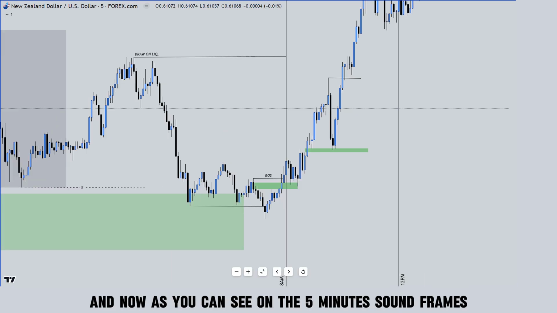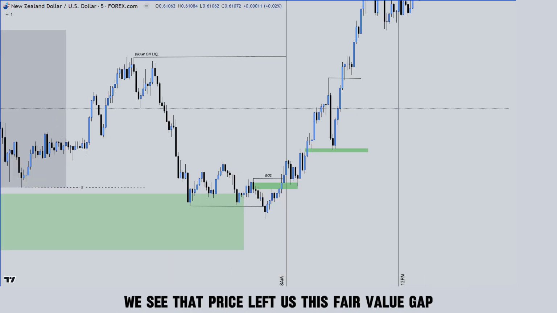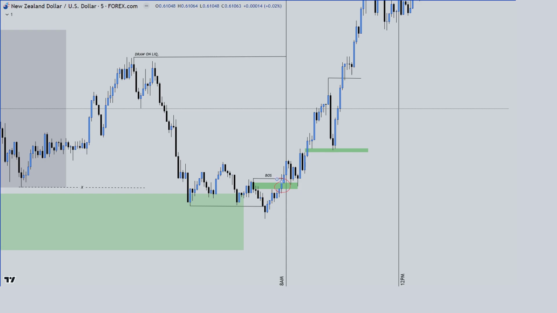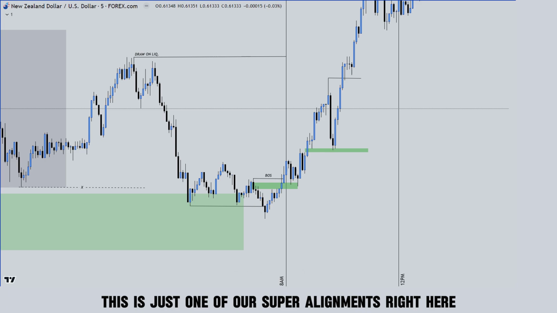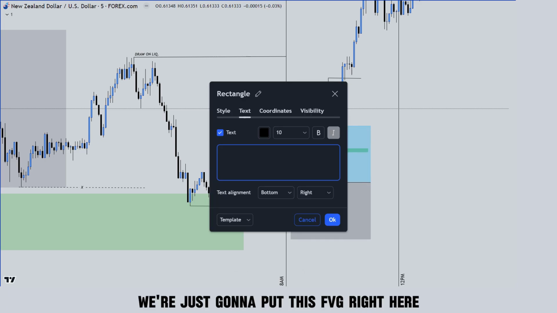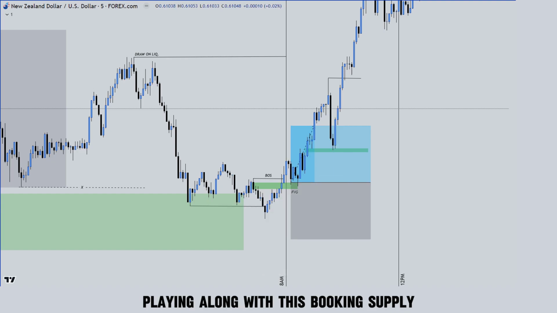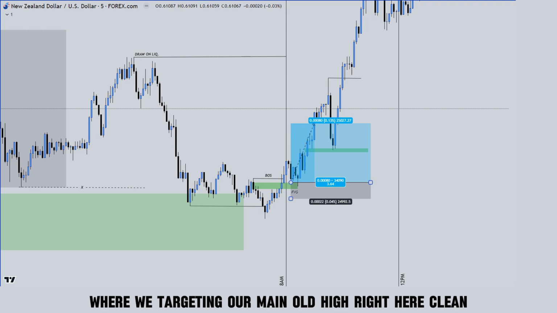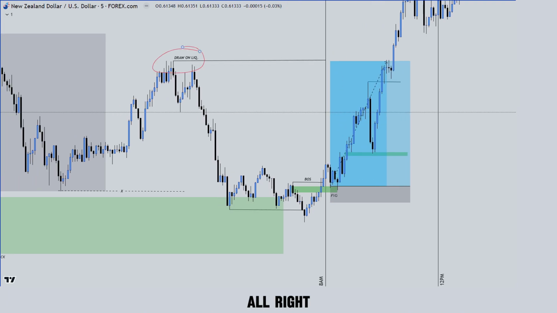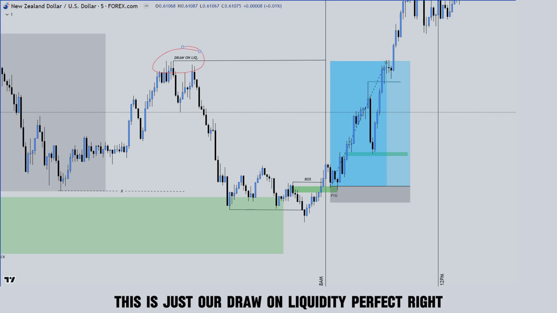And now as you can see on the 5 minute time frame, we see that price left us this fair value gap aligned with this broken supply right here. This is just one of our super alignments. So a fair value gap, we're just going to put this FVG right here, clean, aligned with this broken supply. Our stop loss right at this old low, and we're targeting our main old high right here. This is just our draw on liquidity.